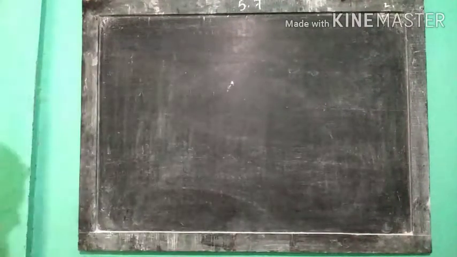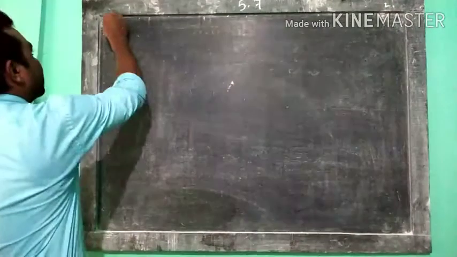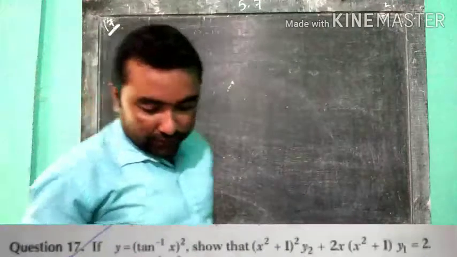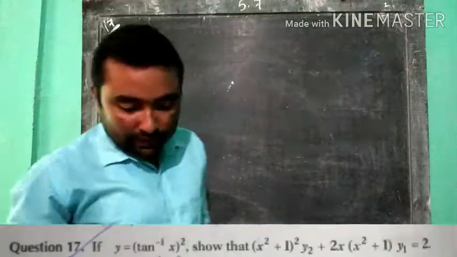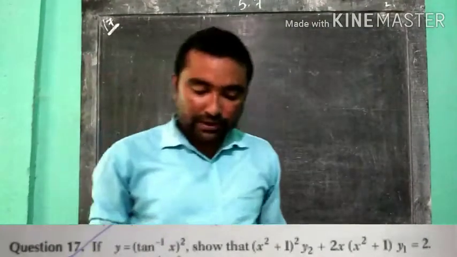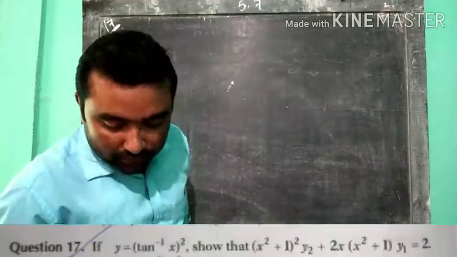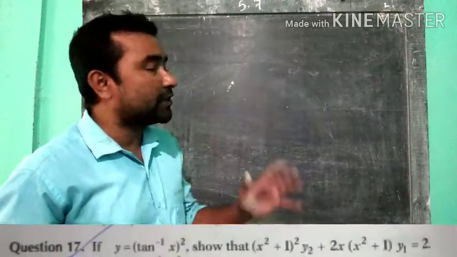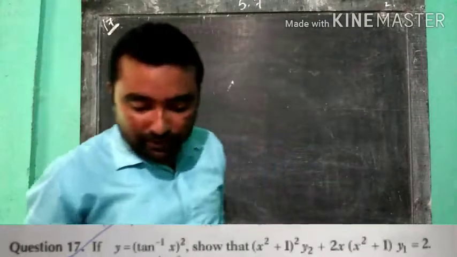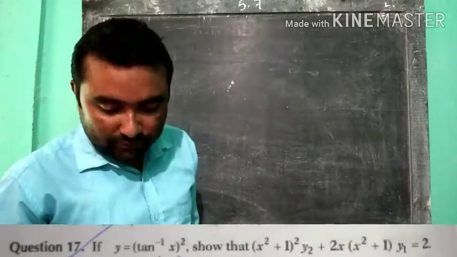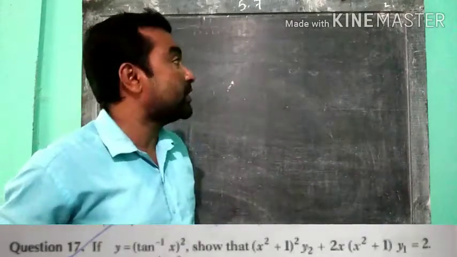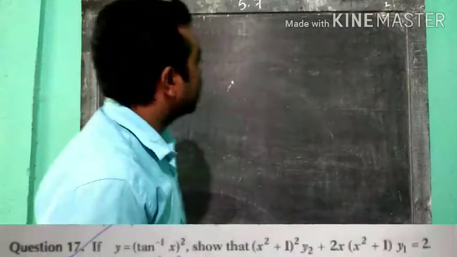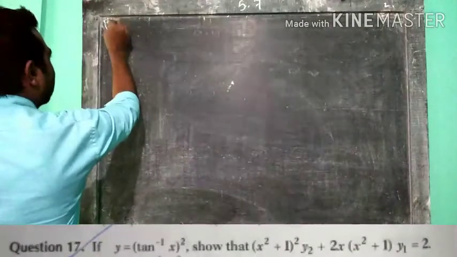Now we are going to solve question number 17. It is the last question of this class. So 17 is: if y equals tan inverse of x whole square, then prove that (x square plus 1) whole square into y2 plus 2x (x square plus 1) into y1 equals 2. Here y2 means d2y by dx2, the second order derivative, and y1 means the first order derivative. So let's try to solve question number 17.